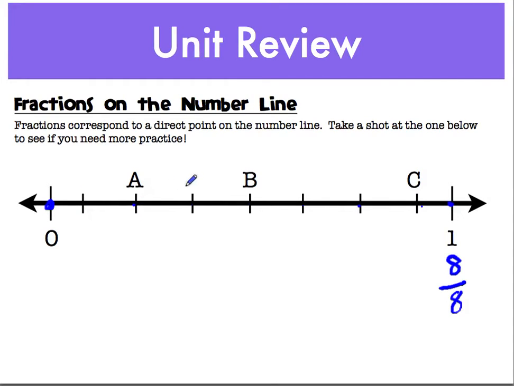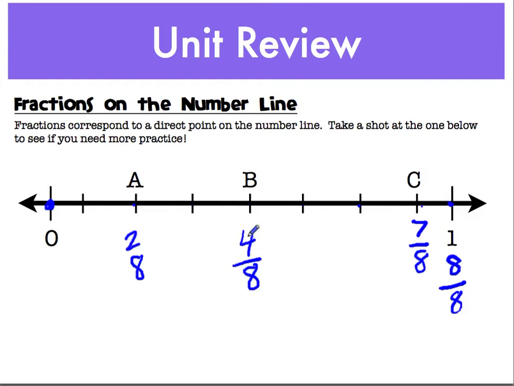So let's count again, and I think I can see where C is right off. 1, 2, 3, 4, 5, 6, 7 eighths. Okay, and let's go ahead and do B. 1, 2, 3, 4. 4 eighths. Now then let's go ahead and do A. It's 1, 2. It's 2 eighths.